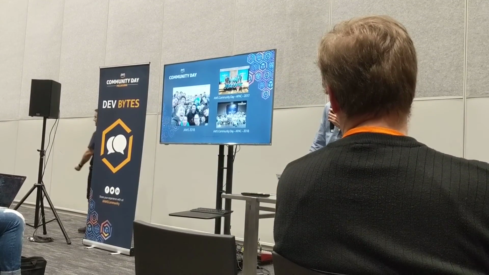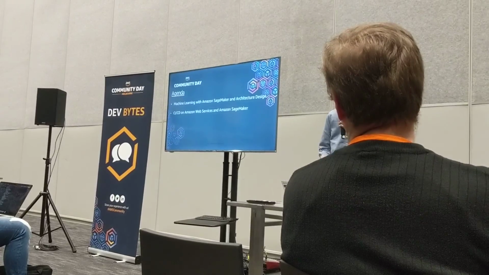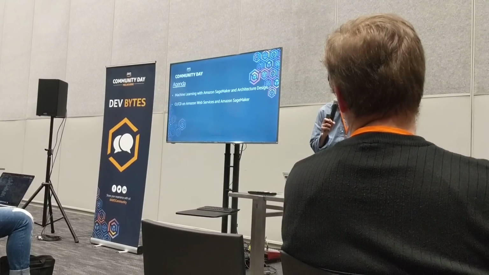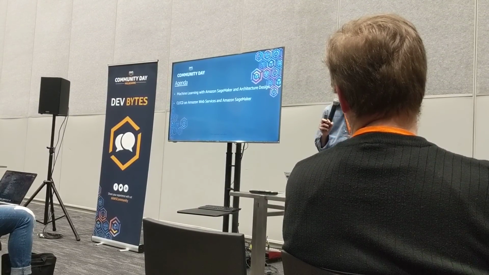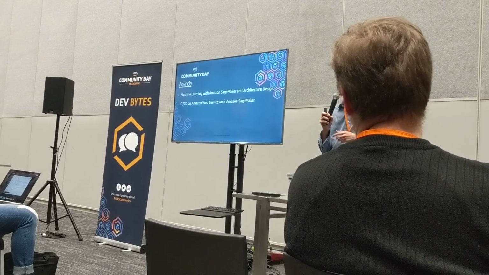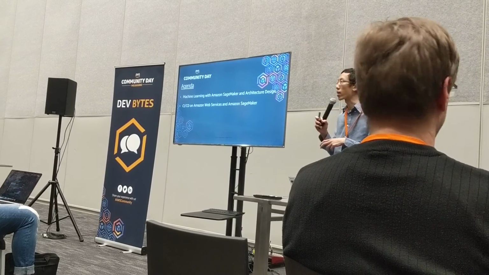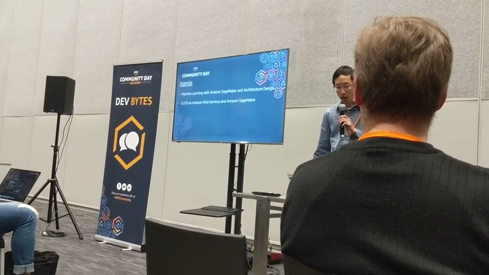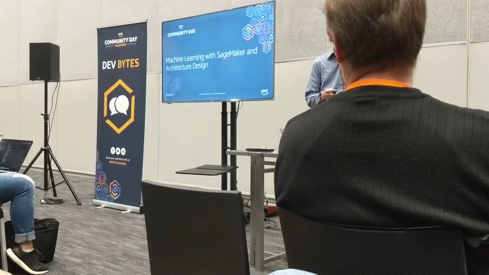Okay. So the agenda for today is two topics. The first one is machine learning with SageMaker and also the architecture designs. And the second one is CI/CD on AWS and also how to integrate it with SageMaker. Okay. So let's start with machine learning with SageMaker first.